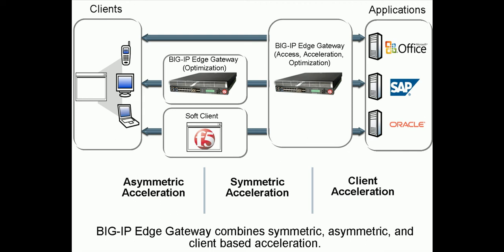There you have it. How to consolidate all of your access methods on the BIG-IP Edge Gateway, which will integrate with your existing enterprise infrastructure and applications while simultaneously providing authentication, authorization, and access to networks, applications, and portals.